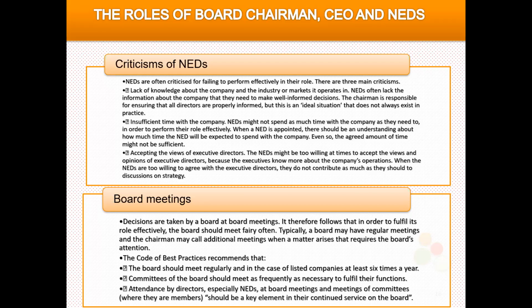Another thing is insufficient time with the company. Some of them don't have time. They're just going up and down, up and down. Some of them too are timid, and they accept the views of executive directors.